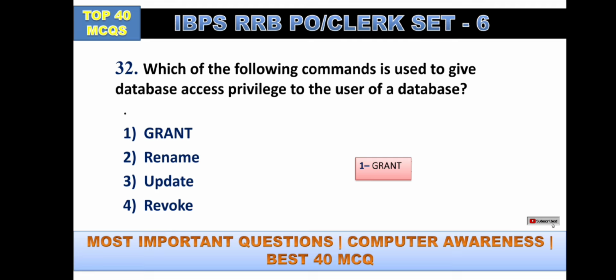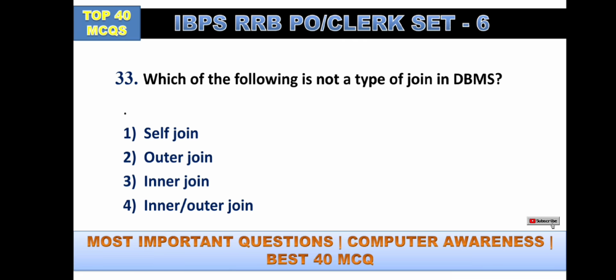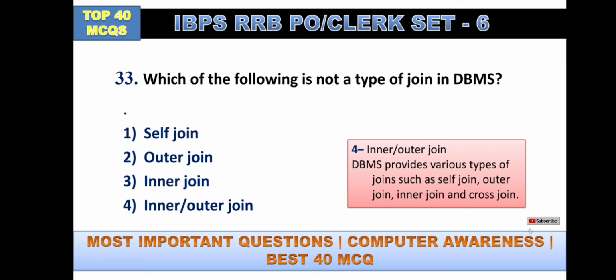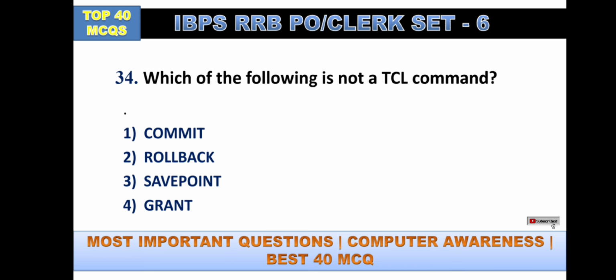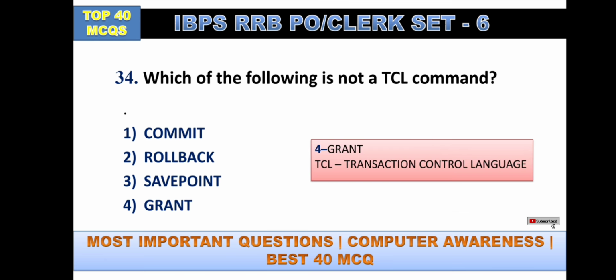Okay. Question number 33. See, which of the following is not a type of join in DBMS? So here the answer is inner and outer join. And in DBMS 4 joins are there: self join, outer join, inner join, and cross join. Okay. Which of the following is not a TCL command? See, here grant is not a TCL command. Commit, rollback, and savepoint come under TCL commands, and TCL means transaction control language. Okay, transaction control language.